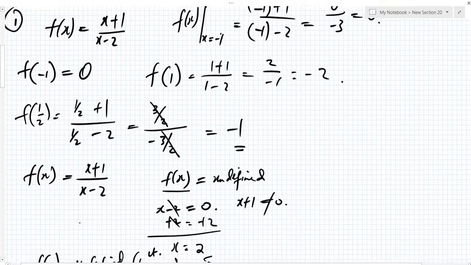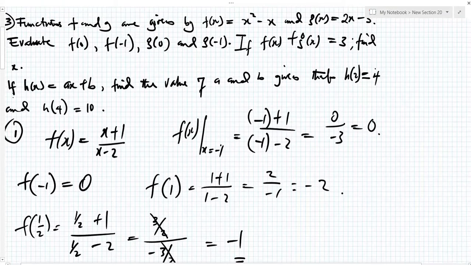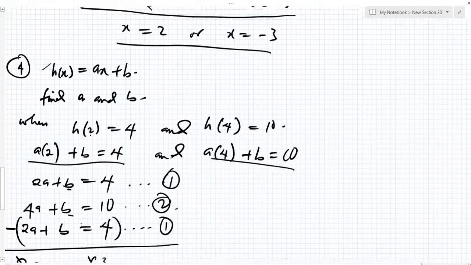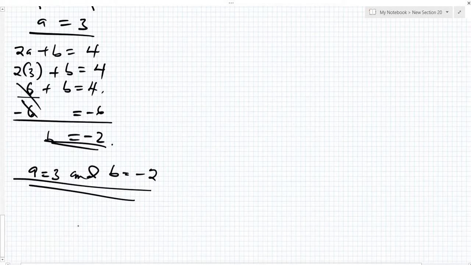So you have a is equal to 3 and b is equal to minus 2. So this is the final problem. So we have gotten our a to be 3 and b to be minus 2.